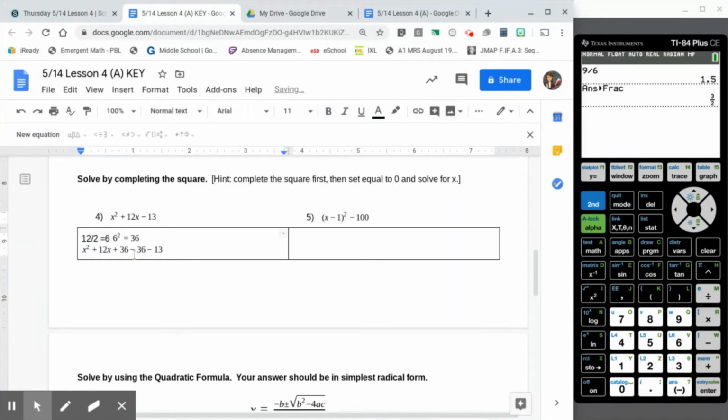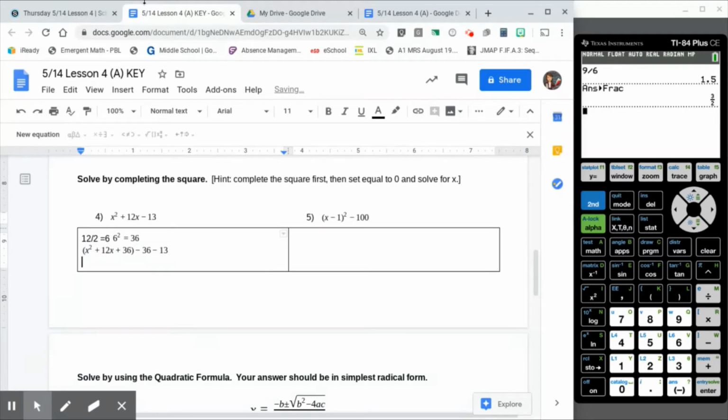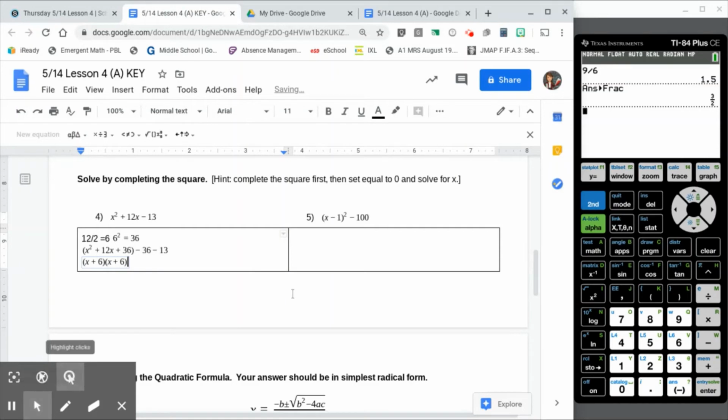Okay, this is being annoying. Forget the colors. So now what we're going to do is group the first three terms together. This Chromebook's throwing me off here. And we are going to factor the stuff in parentheses. So double bubble. Factors of 36 that add to 12. By the way, these factors should always be identical because that's the whole point of doing this, is we want a perfect square trinomial so that we can have it in vertex form. And then we have negative 36 minus 13. We would get minus 49.